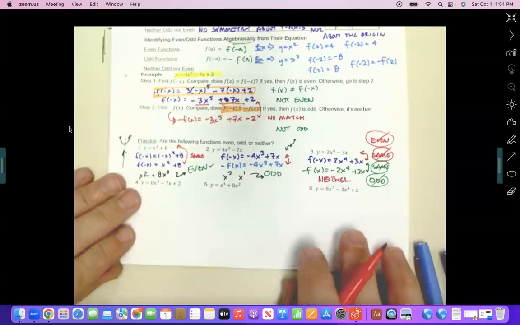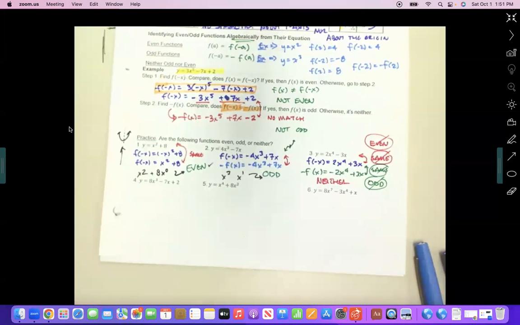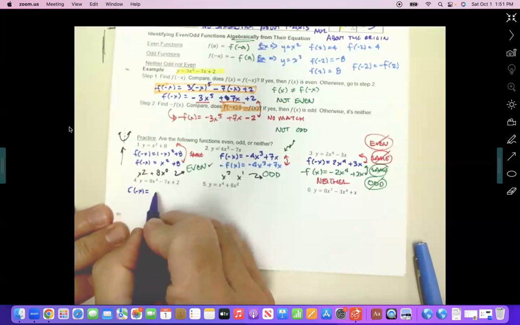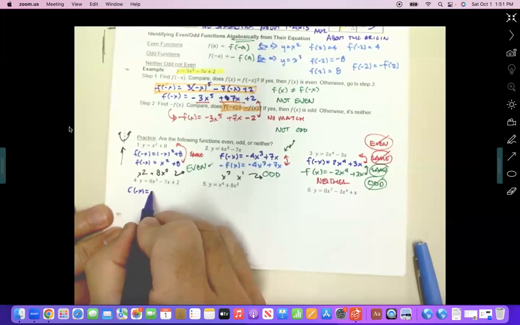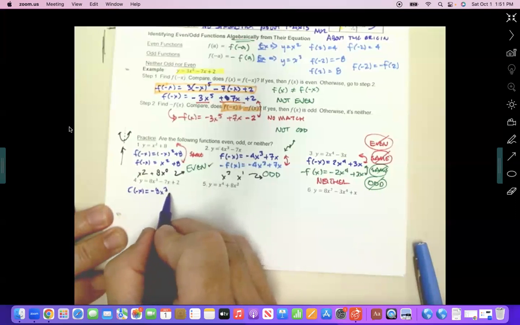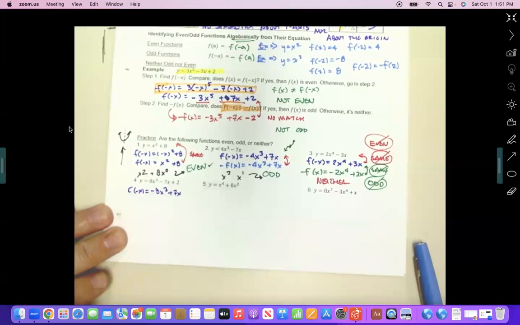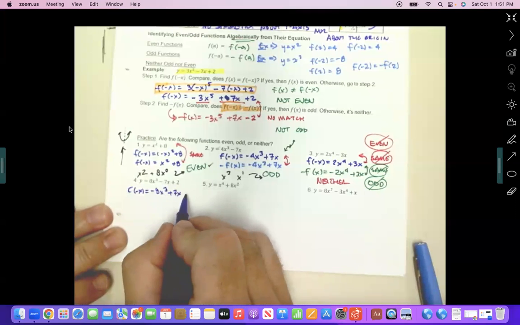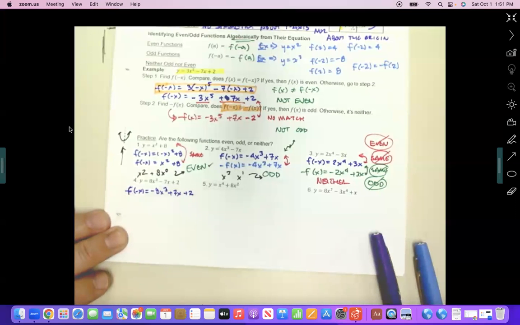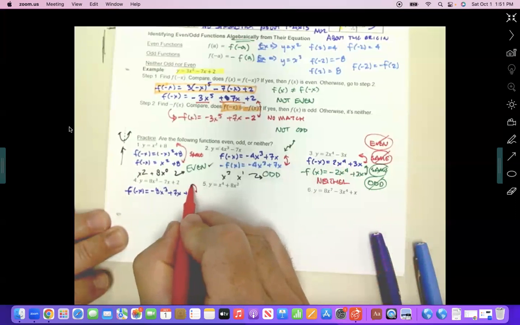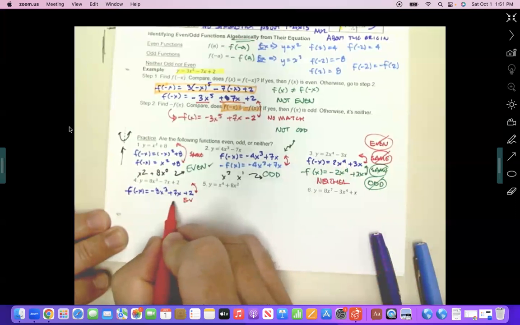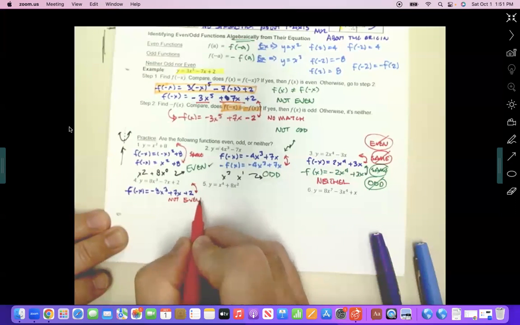And let's take a look at our next one. We're going to substitute in the opposite of x. This will give us a negative value of negative 8x cubed. And our next one, we'll change this to a positive 7x. And then our last term will be plus 2. This is similar to the last one that we did, with both of these not being the same. So that means that this is not even.